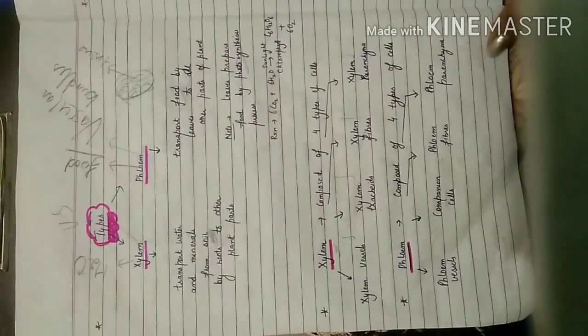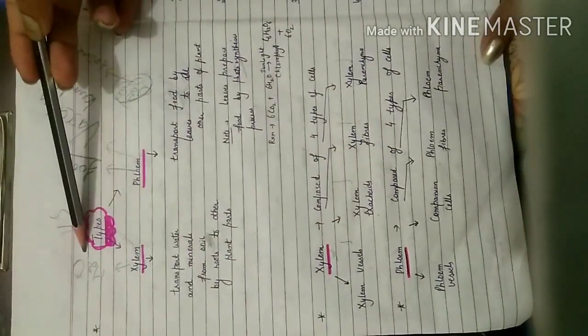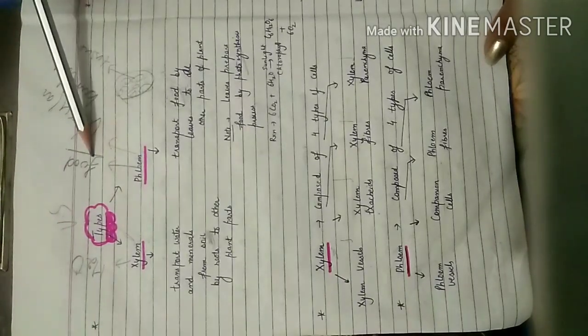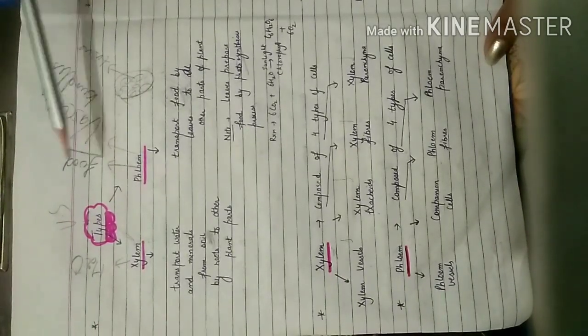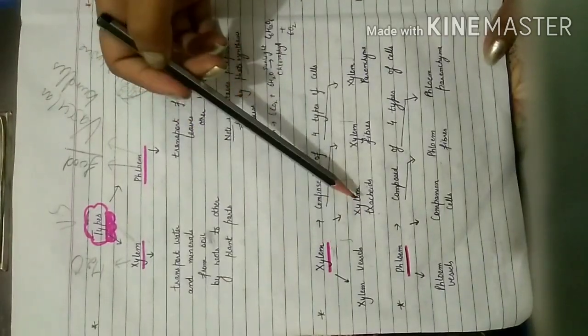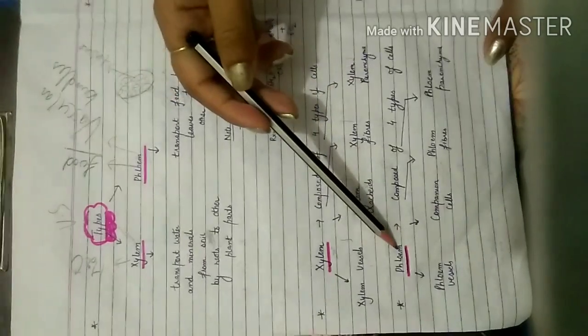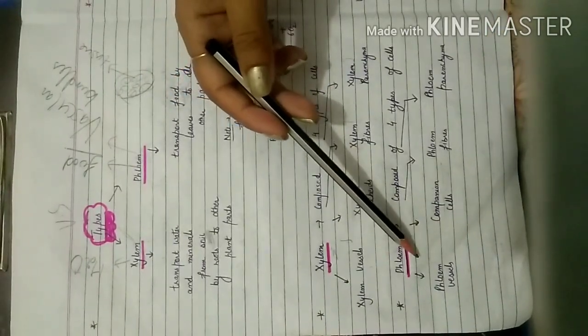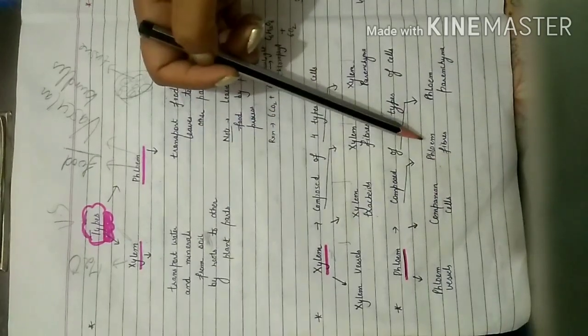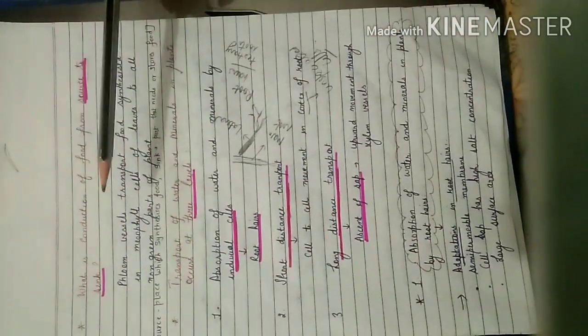So what we have studied about xylem and phloem: xylem deals with the transportation of water and phloem deals with the transportation of food. Xylem is divided into four types, that is xylem vessel, xylem tracheids, xylem fiber, and xylem parenchyma. Then phloem is also divided into four types: phloem vessel, companion cell, phloem fibers, and phloem parenchyma. Then there is a role of phloem. What is the role of phloem?